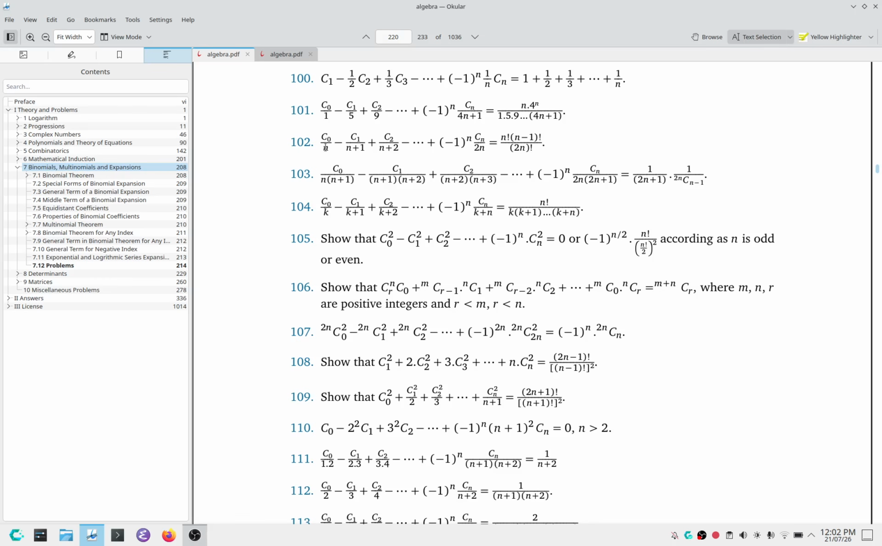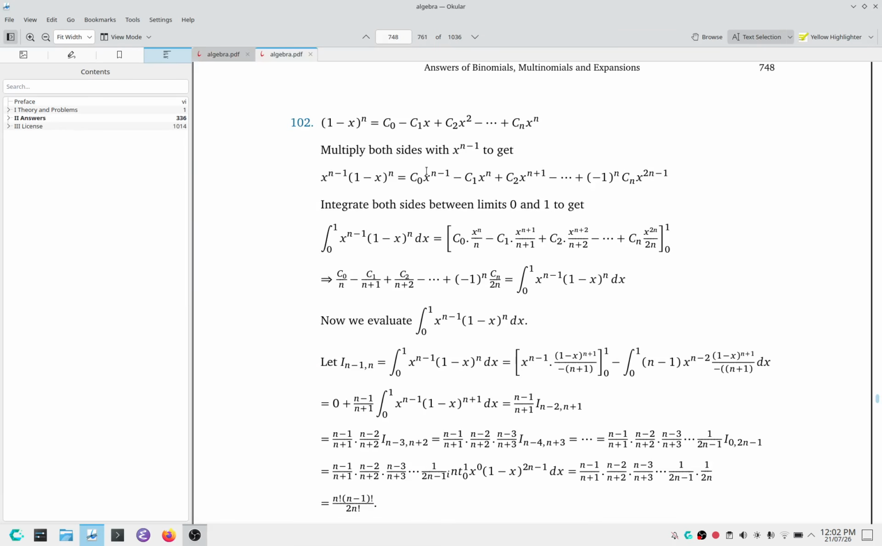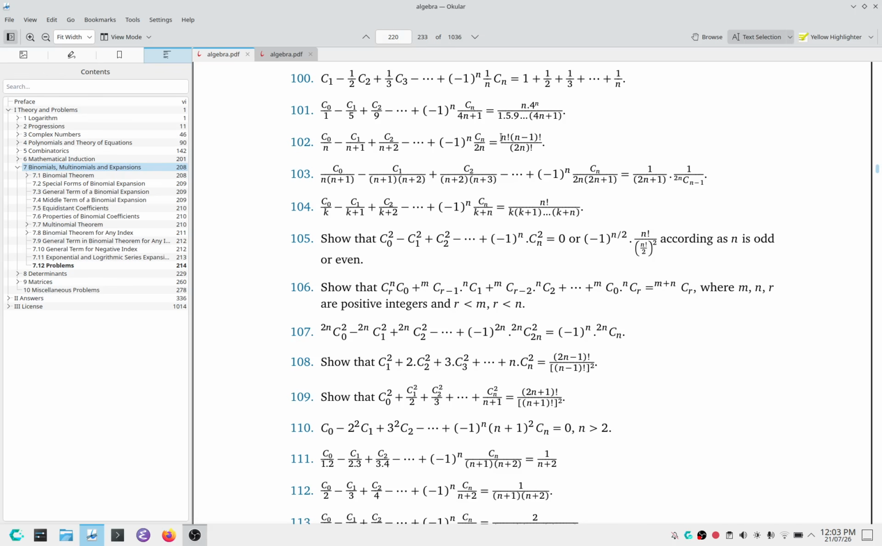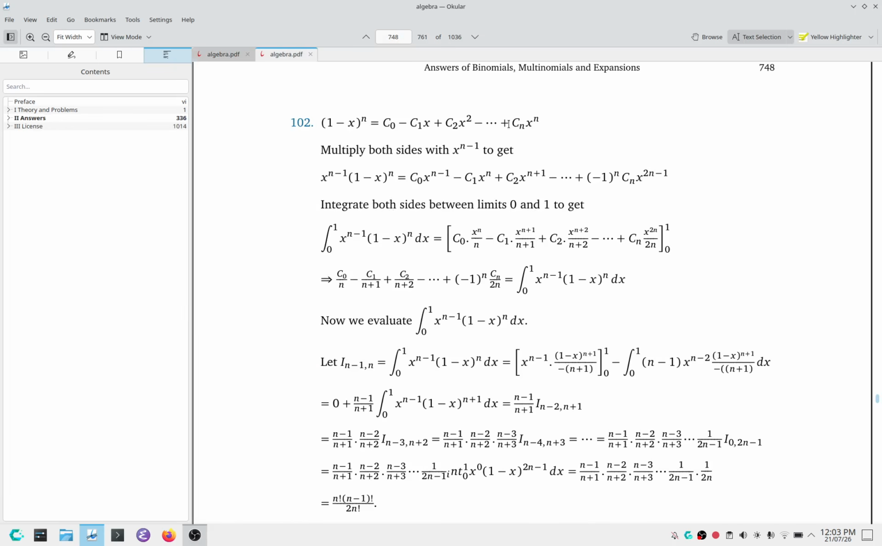Question 102 says that we have to prove that C0 upon n minus C1 upon n plus 1 plus C2 upon n plus 2 and so on up to minus 1 to the power n Cn upon 2n is equal to n factorial times n minus 1 factorial upon 2n factorial. So we have 1 minus x to the power n is equal to C0 minus C1x plus C2x square up to Cn x to the power n. There should be minus 1 to the power n here.